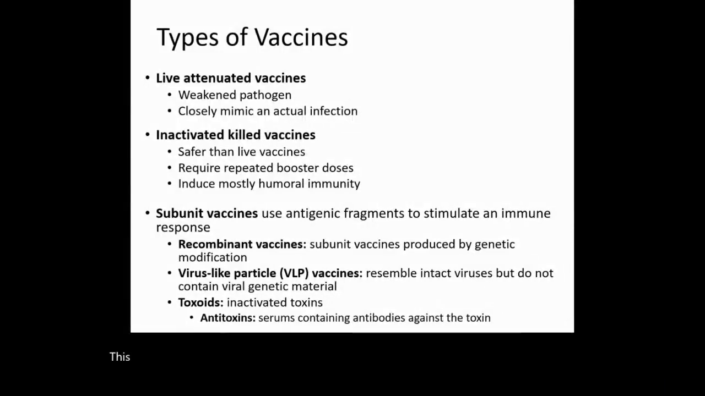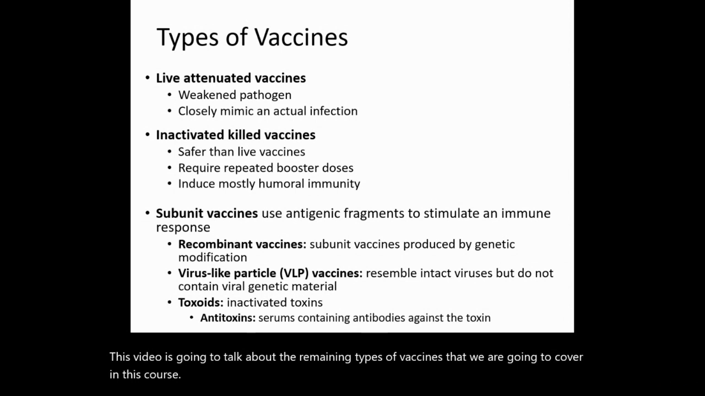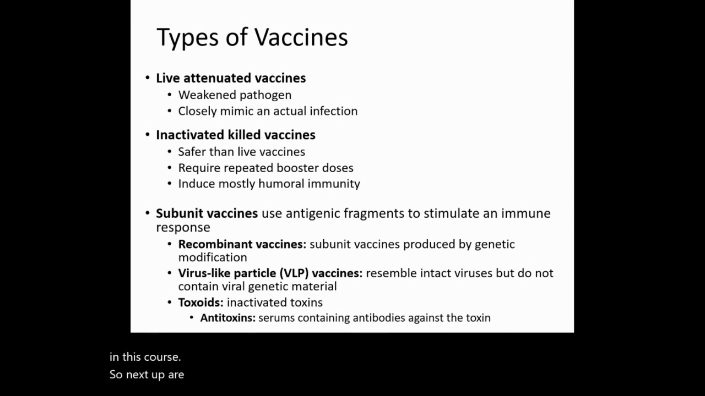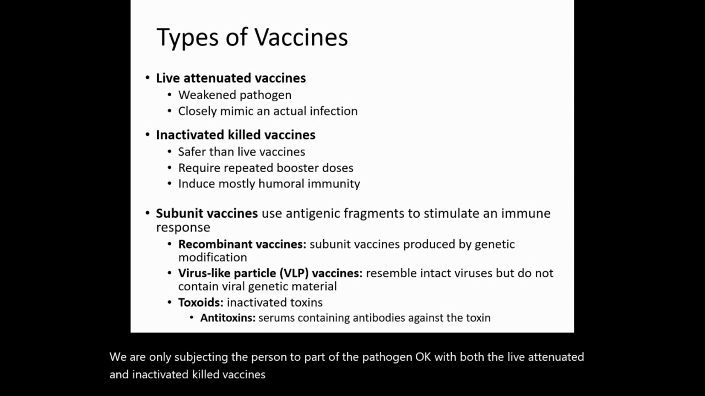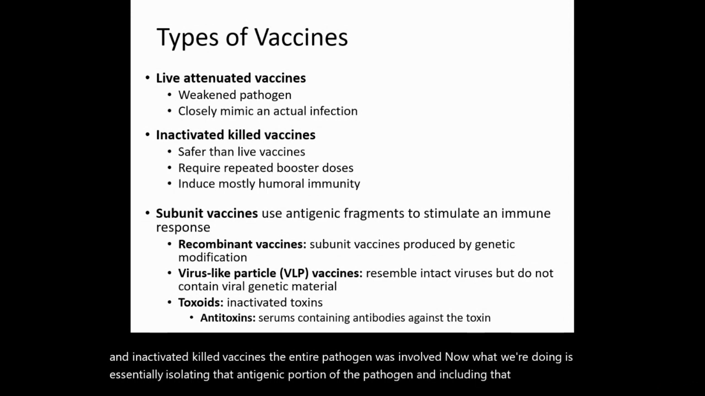This video is going to talk about the remaining types of vaccines that we are going to cover in this course. So next up are subunit vaccines. And with this type of vaccine, we are only subjecting the person to part of the pathogen. Okay, with both the live attenuated and inactivated killed vaccines, the entire pathogen was involved. Now what we're doing is essentially isolating that antigenic portion of the pathogen and including that in the vaccine.